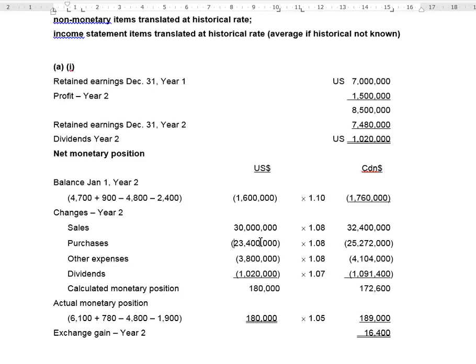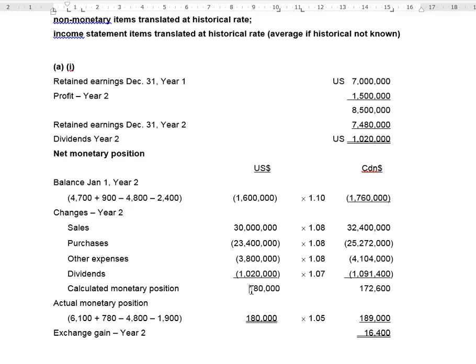So in other words, when we have to pay for our purchases, that will use cash. We have expenses that we have to pay, that uses cash, and we have dividends that we pay out, and that uses cash as well. So I just put the brackets around it to show that it's increasing a monetary liability position, which is where you started at with a monetary liability position. Notice with the sales, that decreases a monetary liability position because it brings in cash, right? So in any case, we have a calculated monetary position.